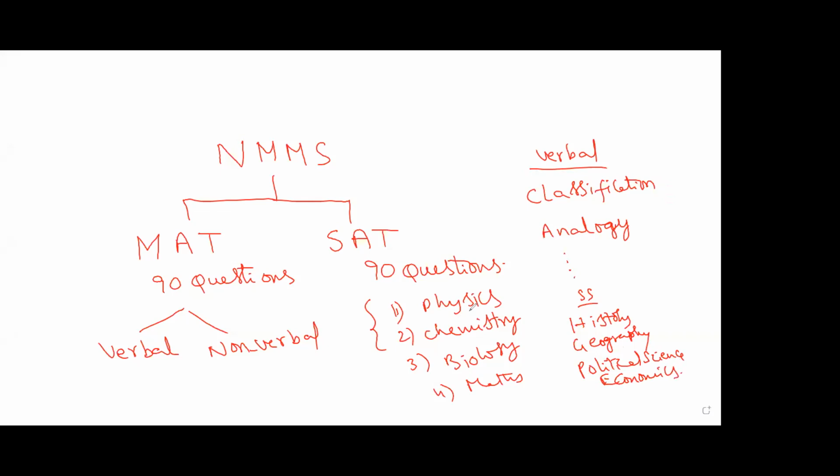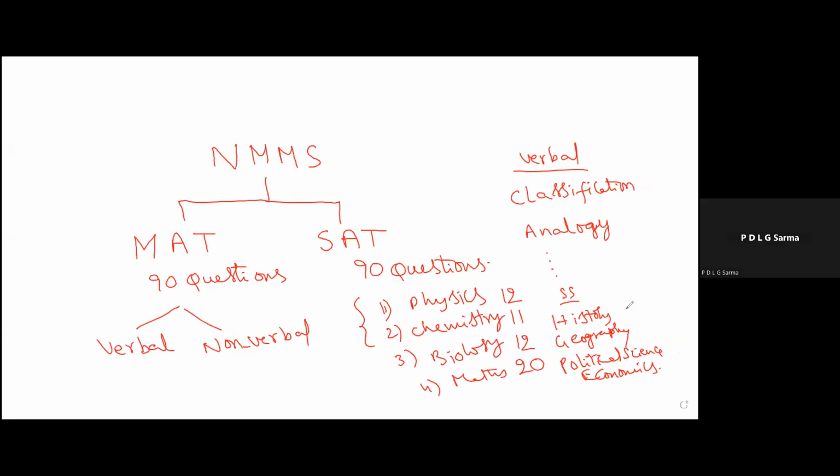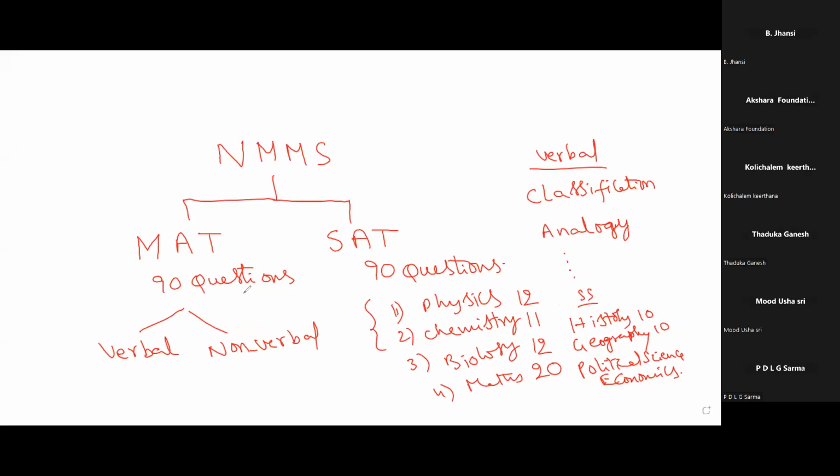Now, physics you will have for 12 marks, chemistry 11 marks, biology 12 marks, and maths 20 marks, and history and the others each one is like some 10, 10, 10, and 5. And like this, the questions will be given. In total it will be for 90 marks. And in this 90 questions, you will have verbal and ability test.